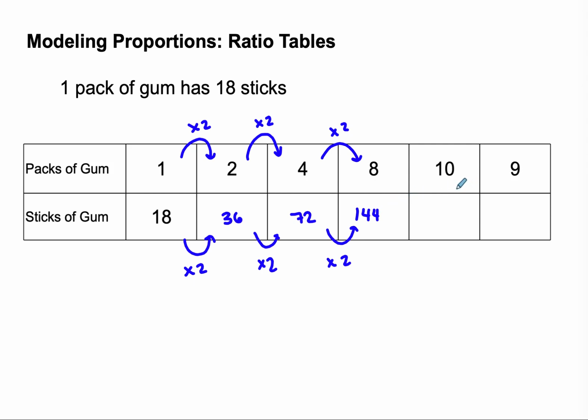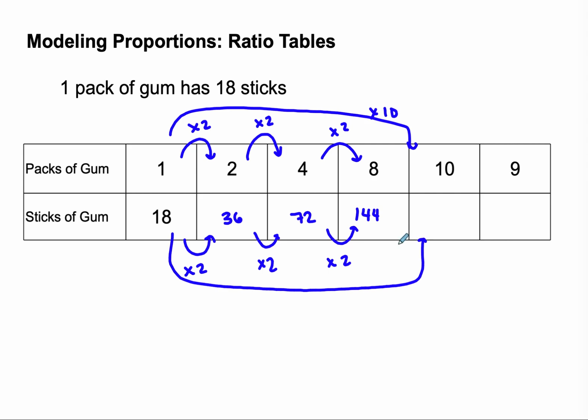All right. Now I no longer have an easy times 2 times 2. My pattern is changing a little bit. So I'm going to go back to my original one. 1 to 10 is like times 10. So I'm going to take this one, I'll go all the way over here. Times 10. 18 times 10 is 180.